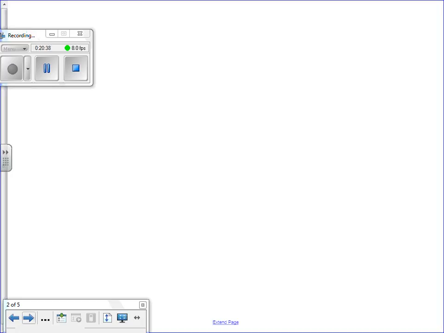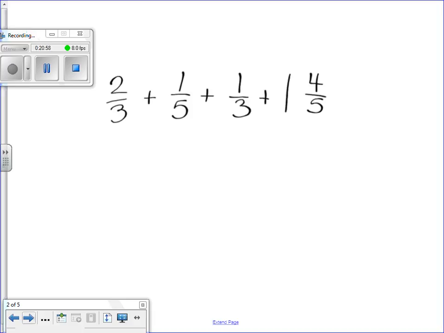So, I want you to look at 2/3. I do want you to write this down, but I don't want you to work it. Plus 1/5 plus 1/3 plus 1 4/5. I want you to write it down. Why are you throwing away that paper? I did not even tell you I would throw it away. Plus 1 4/5.